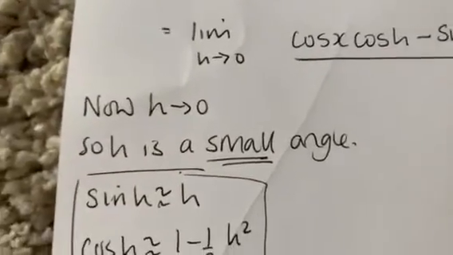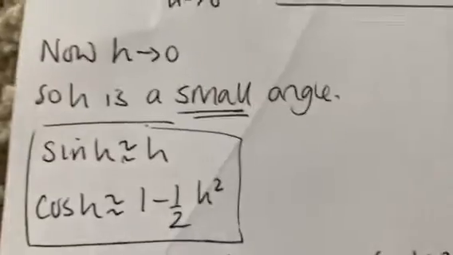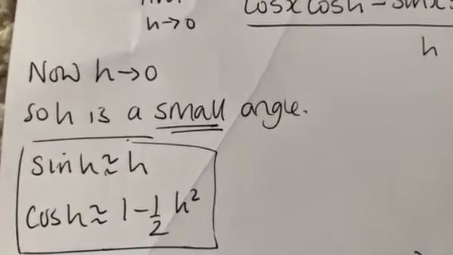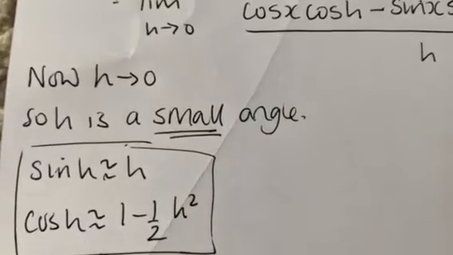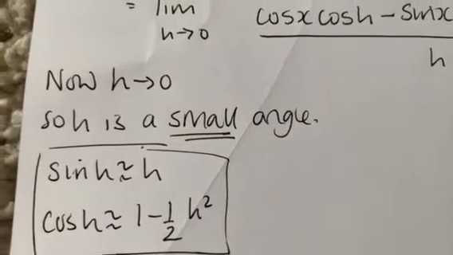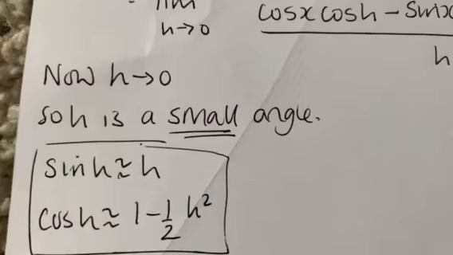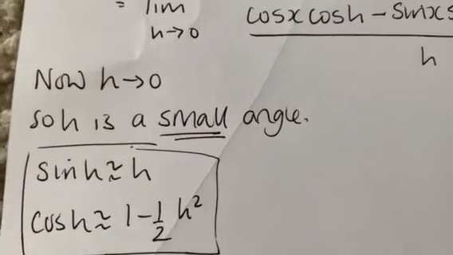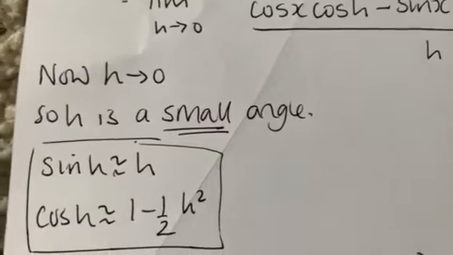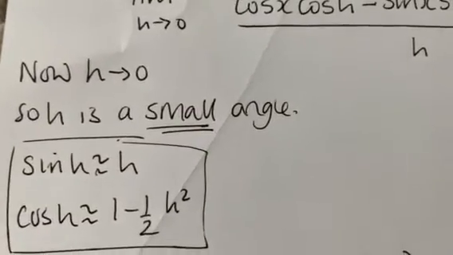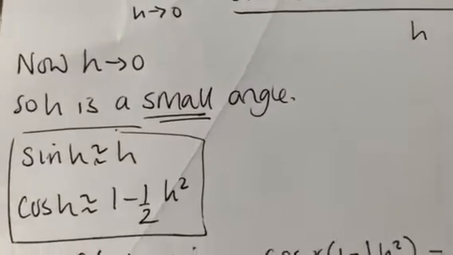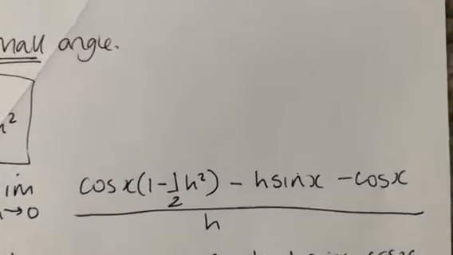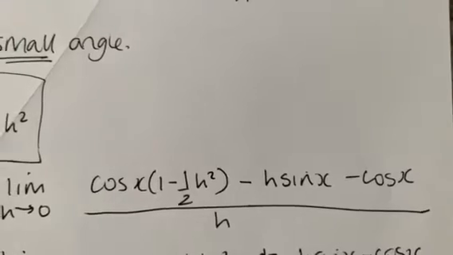Now h is an angle. So when it tends to 0, h is a small angle. You have your small angle approximations. The sine of a small angle measured in radians is approximately equal to that angle. So the sine of h is approximately equal to h. And the cos of that small angle is approximately equal to 1 minus a half h squared. So you then substitute those back in to the formula that you've got.